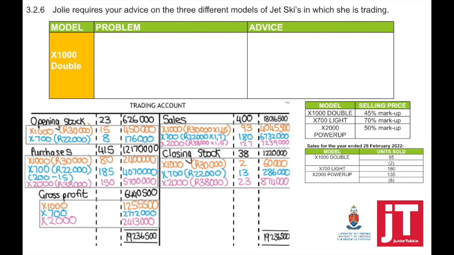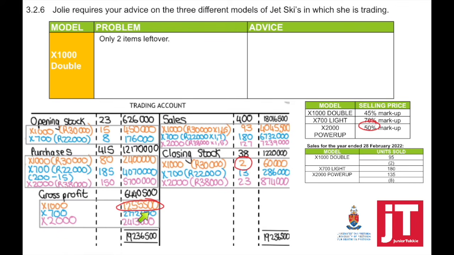Question 3.2.6. Jolie requires your advice on the 3 different models of jet skis in which she's trading. So we need to look at each one of these items individually, identify a potential problem and give advice. So if we look at X1000 Double, I'm going to circle things that I've identified. Closing stock, there's only 2 left over.